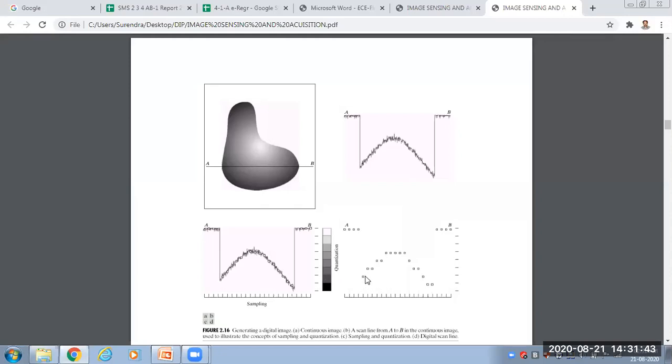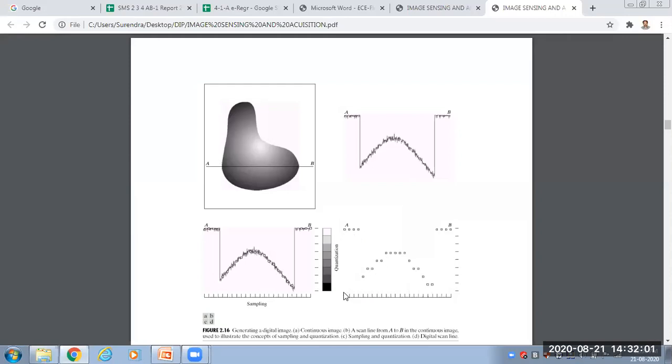This point is nearer to dark, but these 3 points are nearer to white. So these pixels are white pixels and these pixels are dark pixels. So it depends upon your light scene element. After digitizing, the values will be like this.